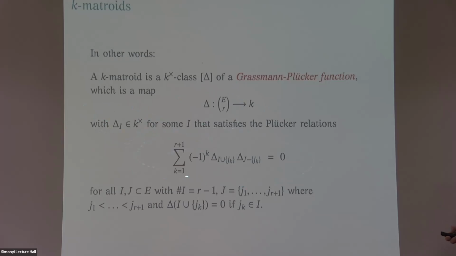So there are these quadratic relations in the coordinates. I won't read them out, you know them, and otherwise there's no point in drilling into it, but these are the relations that really carve out the moduli space of R-dimensional subspaces in K.